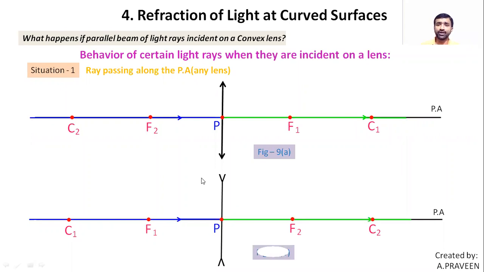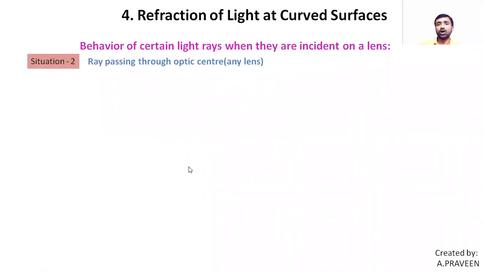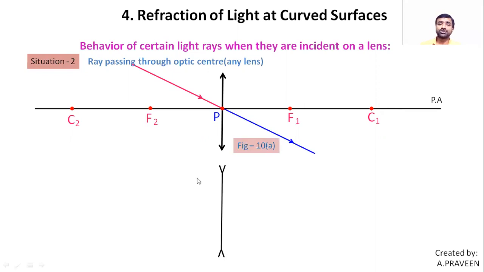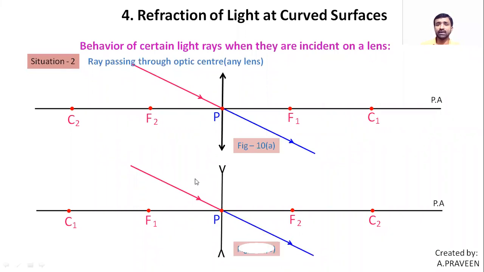Then situation 2 is here: a ray passing through the optic center or the pole of any lens. In this case also, the light ray remains undeviated. A ray passing through the optic center or the pole, after passing through the lens, remains undeviated. Then through a concave lens, we notice that the light ray also remains undeviated after passing through its optic center. These are given in figure number 10A and 10B.